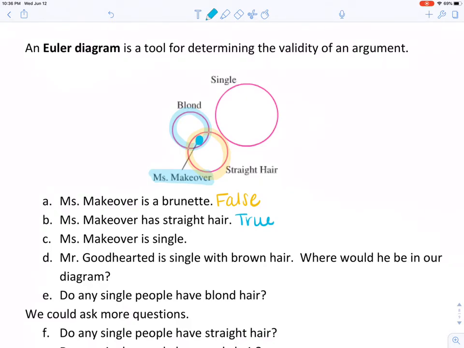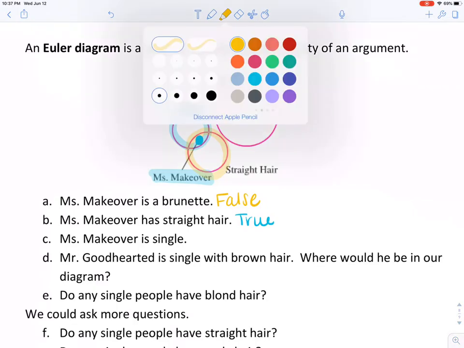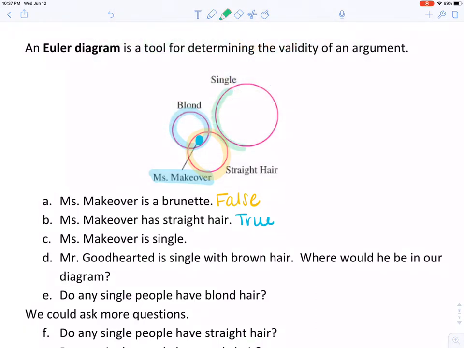Okay, the next one, Miss Makeover is single. Well, if she was single, these three circles would overlap, because that big circle is the single one. Because she's not a part of that circle, her dot is not in the circle, I can say that she is not single. Because if she were, her little dot would be over here in that circle. So this is false.